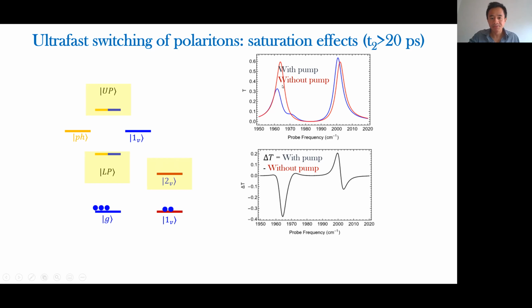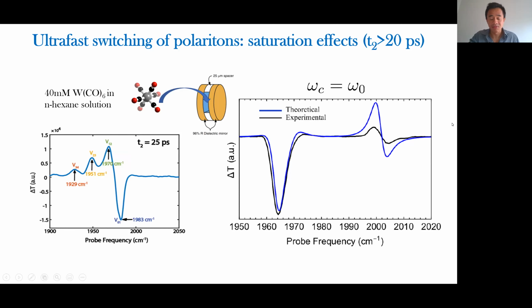Without pump, you only see 2 transitions, which are the upper and lower polaritons in the absence of Rabi splitting contraction. So in that case, now when you subtract the blue minus the red, you have 5 peaks. And this is exactly what you see in the experiment, right? So this is what we see in experiment.